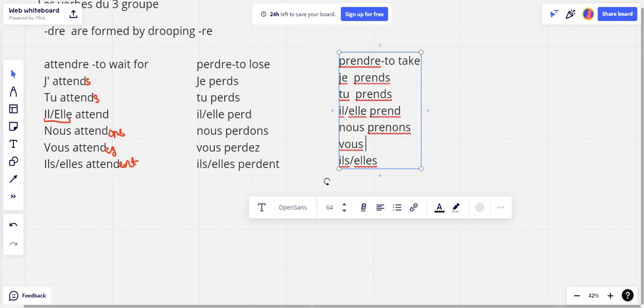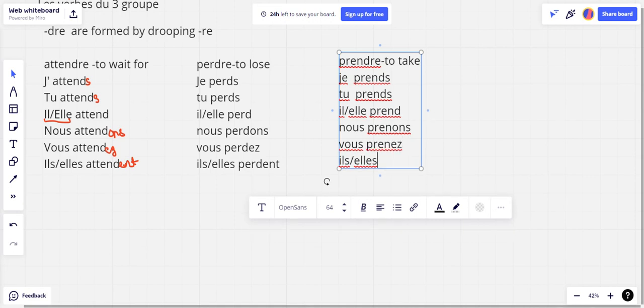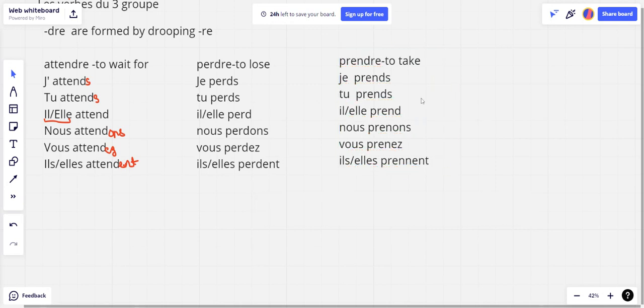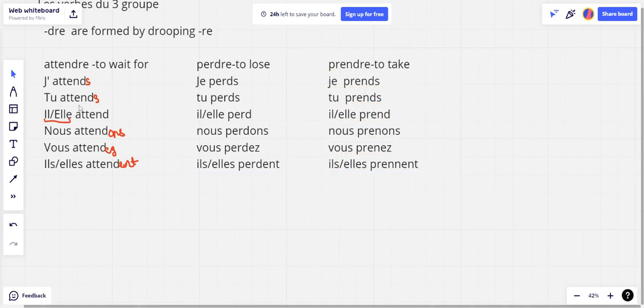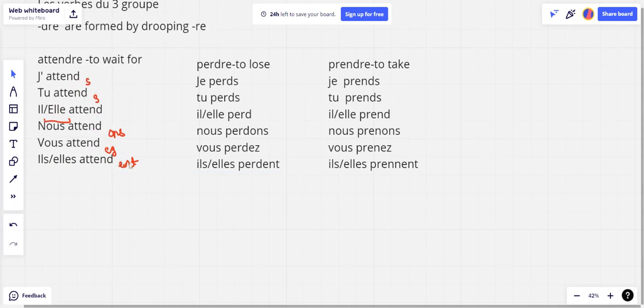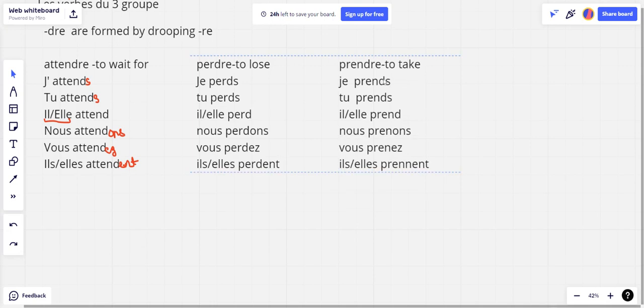Here it would be prenons, prenez, and the last one, which is prennent. You get me? So these two look the same, but always remember this word has a different conjugation. So never think that they are the same and do it like this. No, they have a very different conjugation, so be careful about them.